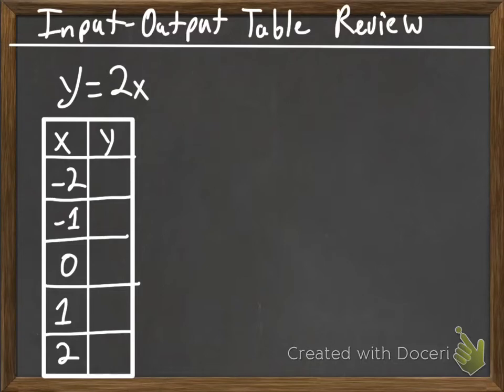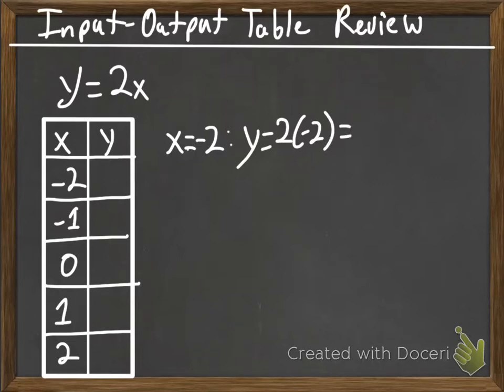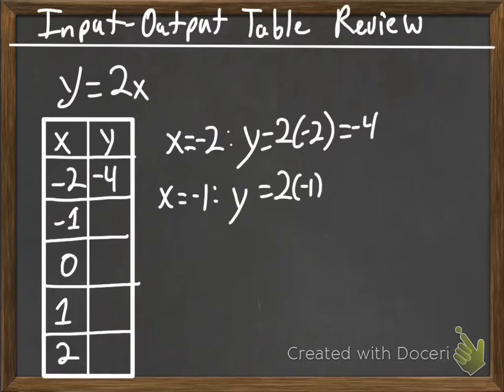It's pretty crazy if you were to pick numbers that are more negative or positive than these. So what we're going to do is input our x values into our function, because our function's like a machine. We put something in, it spits something back out. So we get a -4. We plug in our -1. We get y equals 2 times -1, which is -2.